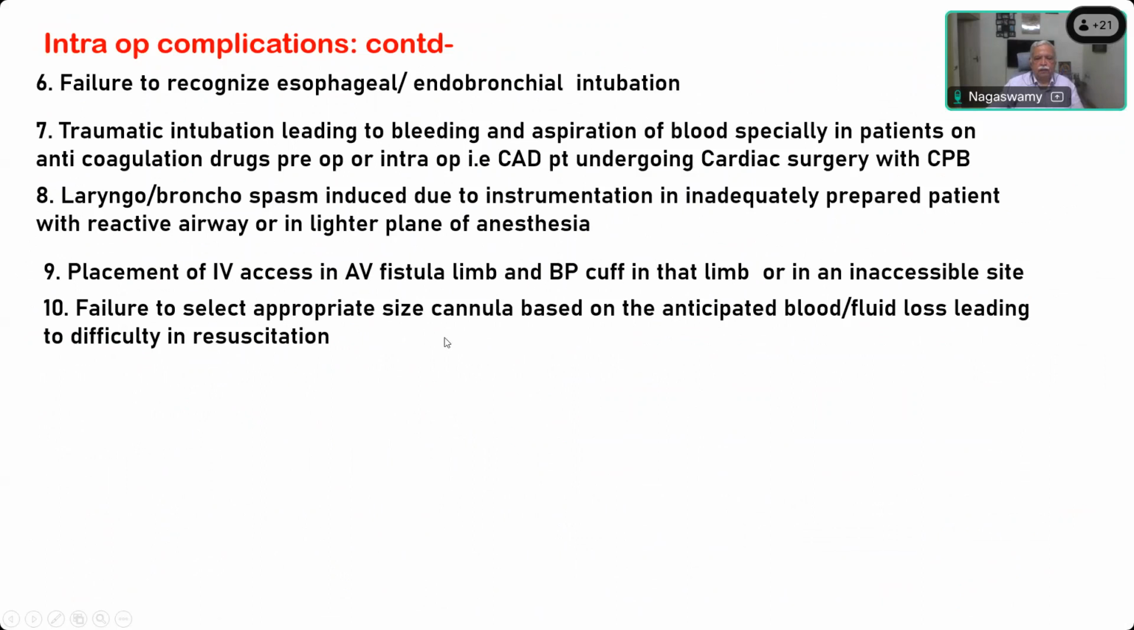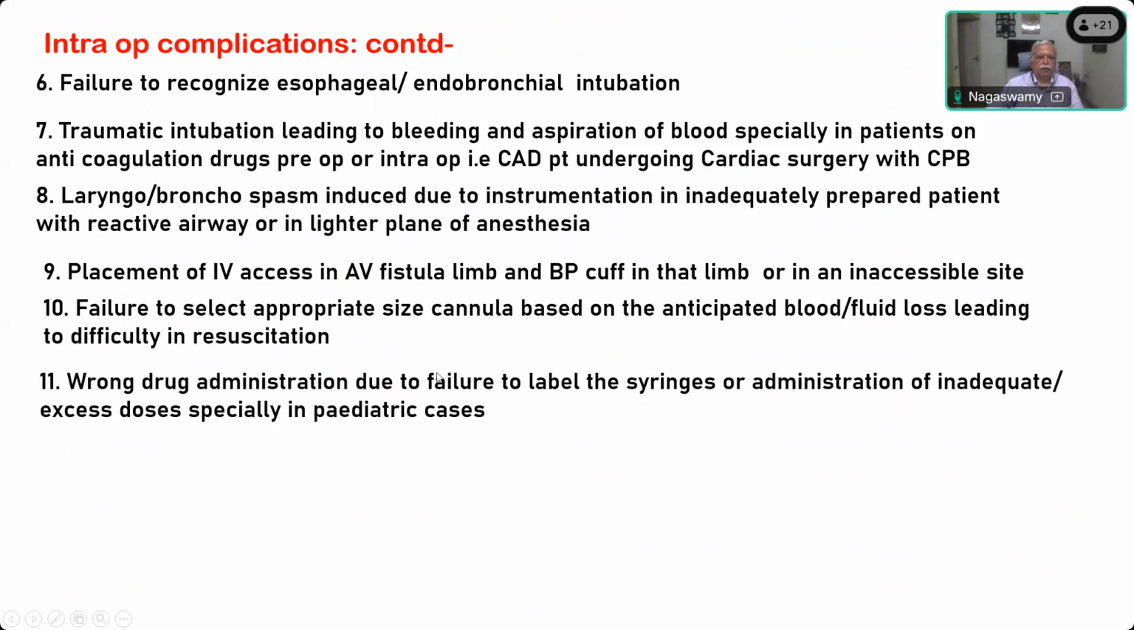Just because the veins are all very small, you put in a 22 gauge cannula and there's sudden bleeding during lap cholecystectomy. The surgeon cuts the cystic artery and there is profound bleeding. You cannot resuscitate that patient with the 22 gauge cannula. So you must assess what is the surgery and what is the likelihood of anticipated bleeding and select the appropriate size cannula and place it in the correct vein so that you can resuscitate. This is also an iatrogenic mistake.